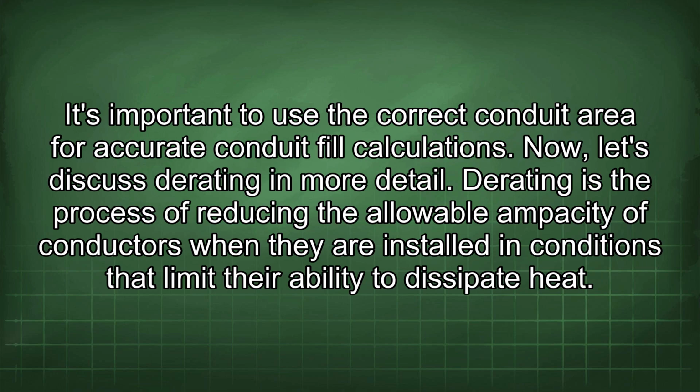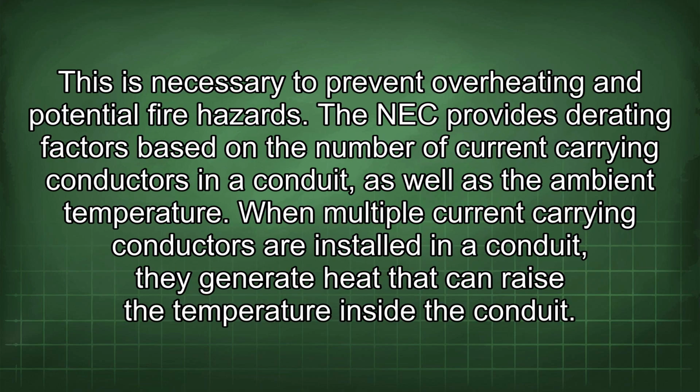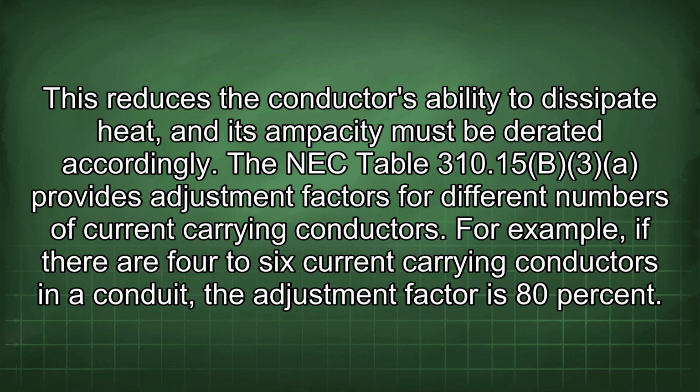Now let's discuss derating in more detail. Derating is the process of reducing the allowable ampacity of conductors when they are installed in conditions that limit their ability to dissipate heat. This is necessary to prevent overheating and potential fire hazards. The NEC provides derating factors based on the number of current carrying conductors in a conduit, as well as the ambient temperature. When multiple current carrying conductors are installed in a conduit, they generate heat that can raise the temperature inside the conduit. This reduces the conductor's ability to dissipate heat, and its ampacity must be derated accordingly.